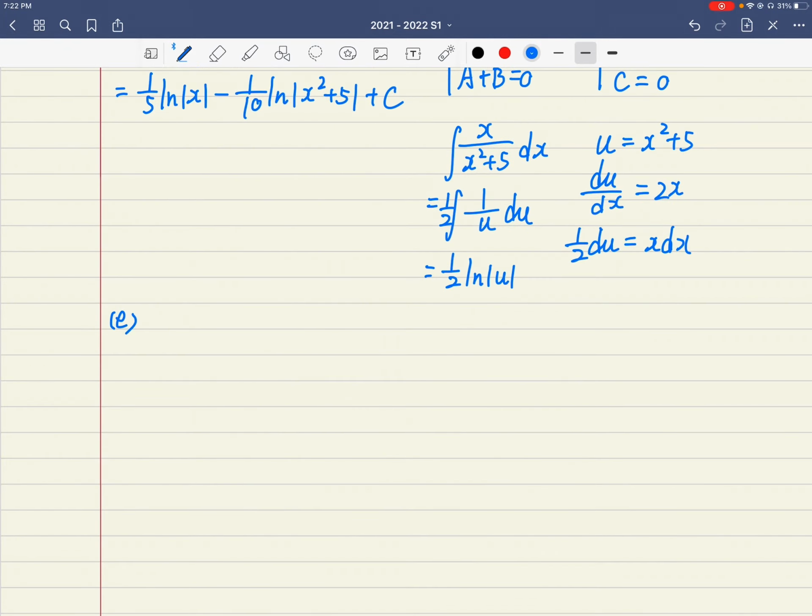Okay, it's okay. Part E. You want to integrate 3x squared plus x minus 1 over x squared times x plus 1. Again, you want to do partial fraction for this part.